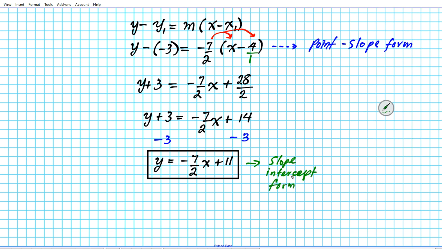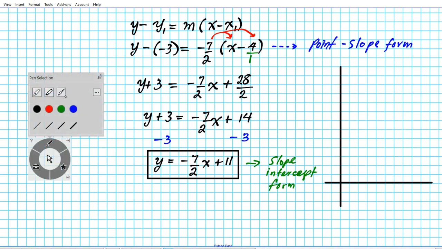Now what we're going to do next is generate the graph of this function. Okay, let's put down our axis. So we have our y-axis and then our x-axis. To generate the graph of this function here in slope-intercept form, we need 2 points. Okay, at least 2 points define a line. So what's our first point? Our first point is going to be our y-intercept. Okay, so our y-intercept is the b value. B is 11. That's where we're going to begin.